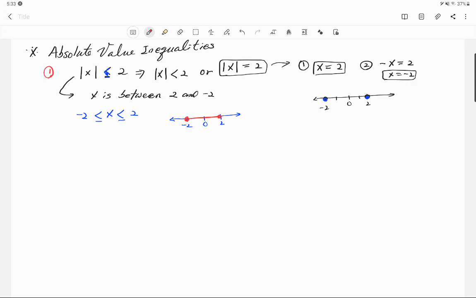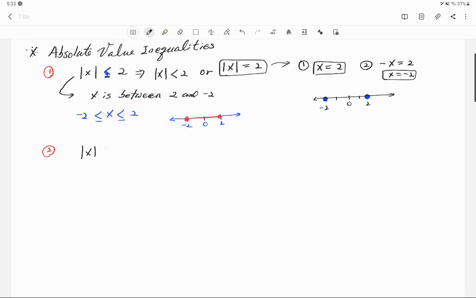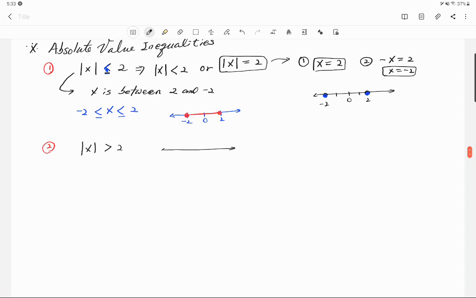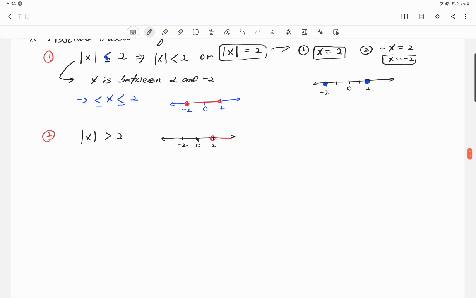What if the absolute value is greater than 2? Now the absolute value is greater than 2. All right, the answer is this. We know the value of x when the absolute value is equal to 2 is negative 2 and 2. Then if the absolute value is greater, the solution is outside this number and outside this number. Can you see it? Not between 2 and negative 2.